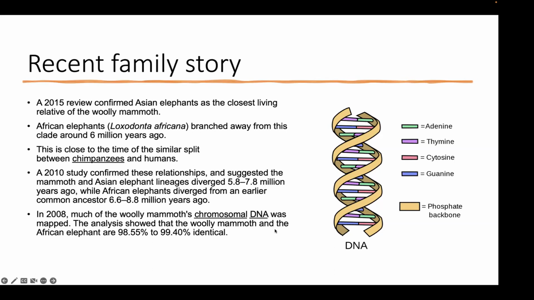Okay, and here's just a diagram of DNA. But the message that I want to convey here is it's not that hard. It wouldn't be that hard to modify an Asian elephant to try to get it to have hair, to try to get it to have different cold adaptations. And why, you might ask? Well, because the DNA is 98 to 99% similar.